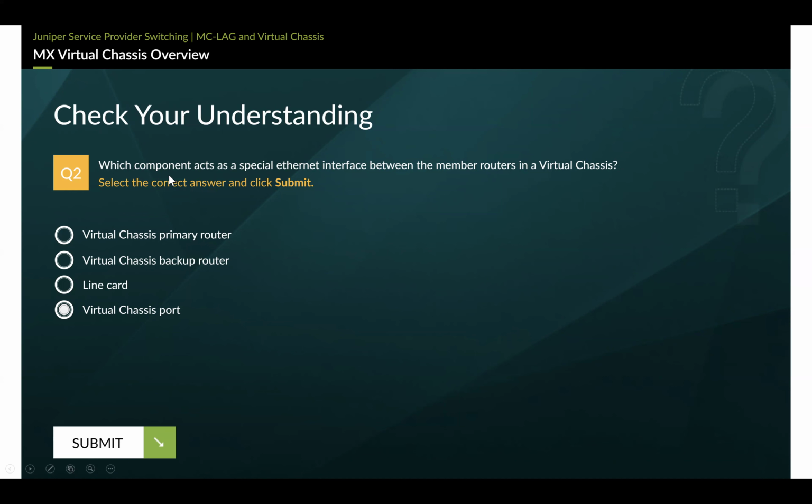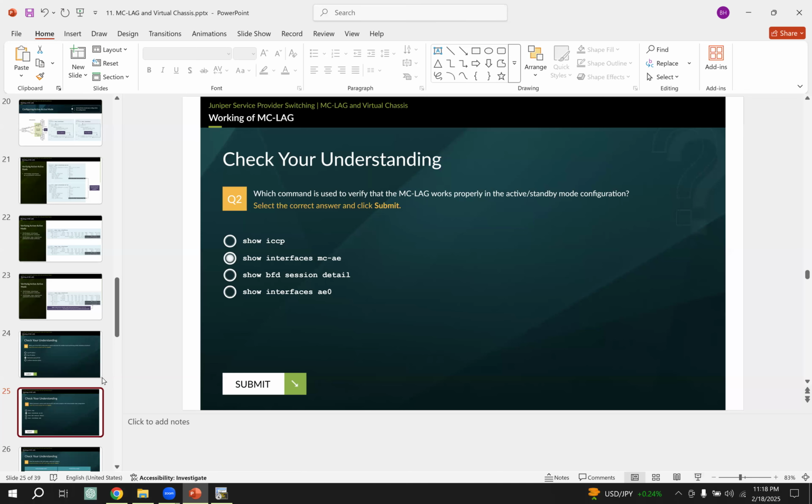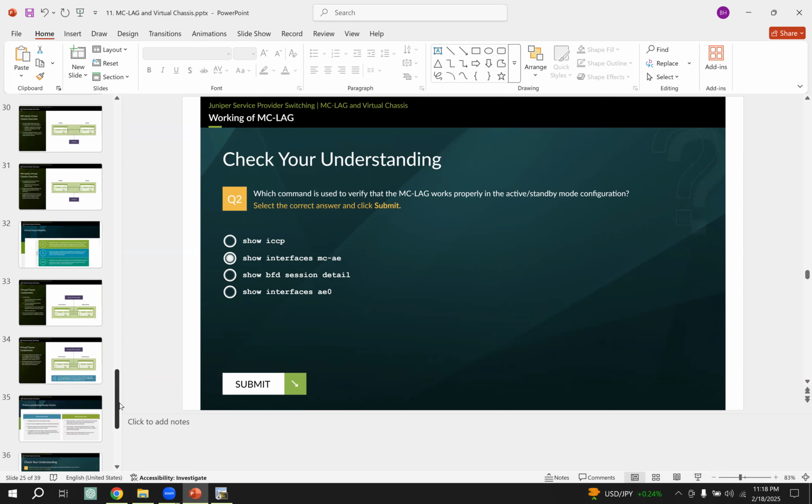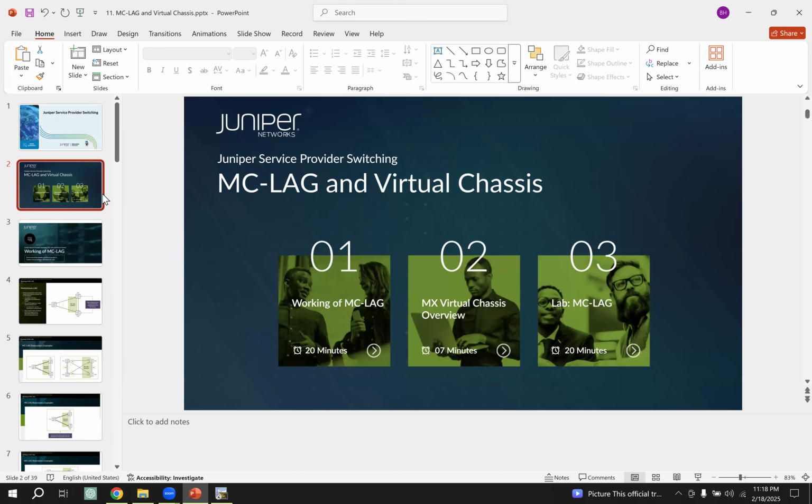Okay. Our second question is: which component acts as a special Ethernet interface between the member routers in a virtual chassis? The virtual chassis port. So, this is basically the lab. I think I have finished today's topics, that is MC-LAG and virtual chassis. Is there any query or question?